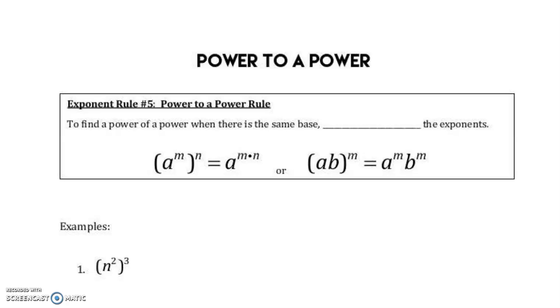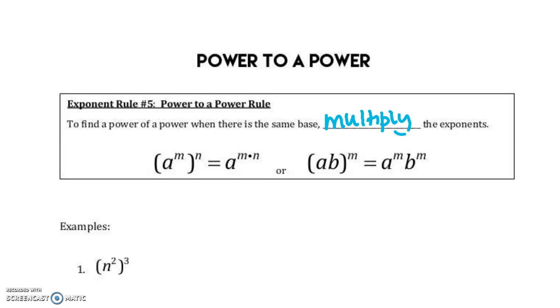So the next two videos, I think the next two, laws of exponents, I'm going to present together because they really go hand in hand, which is power to a power and also quotient to a power. So let's look at rule number 5. When we have a power to a power, to find a power of a power when there's the same base, you're going to multiply the exponents.